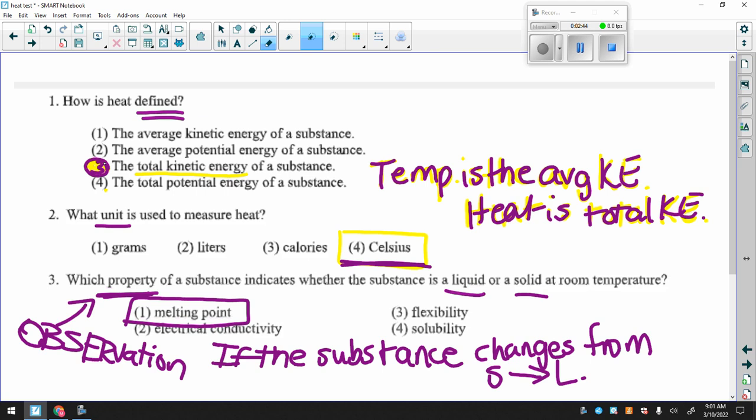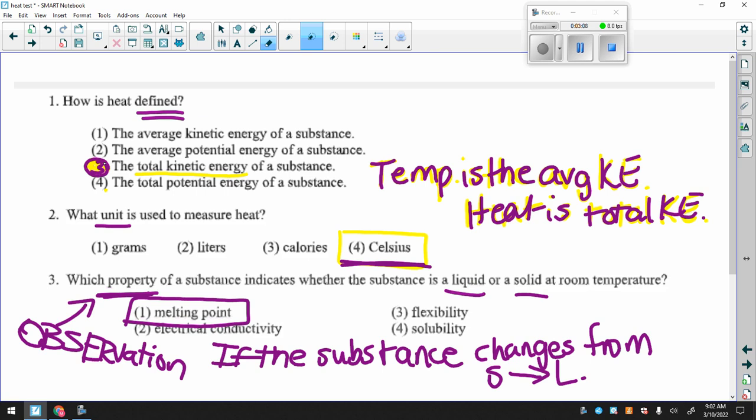Number 3 you got wrong? Yeah, why? You wrote solubility. Solubility is the ability to dissolve. That actually could be, I could see a solid will dissolve in a liquid, the solute, but that's not what the question is.